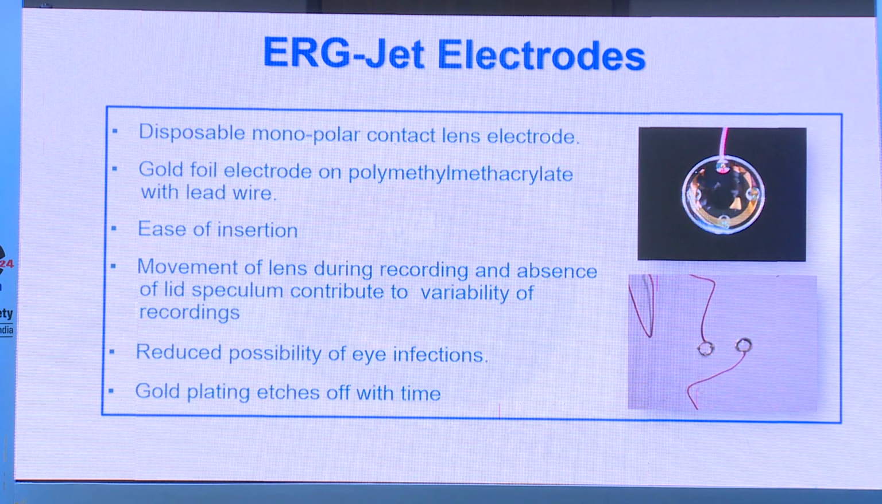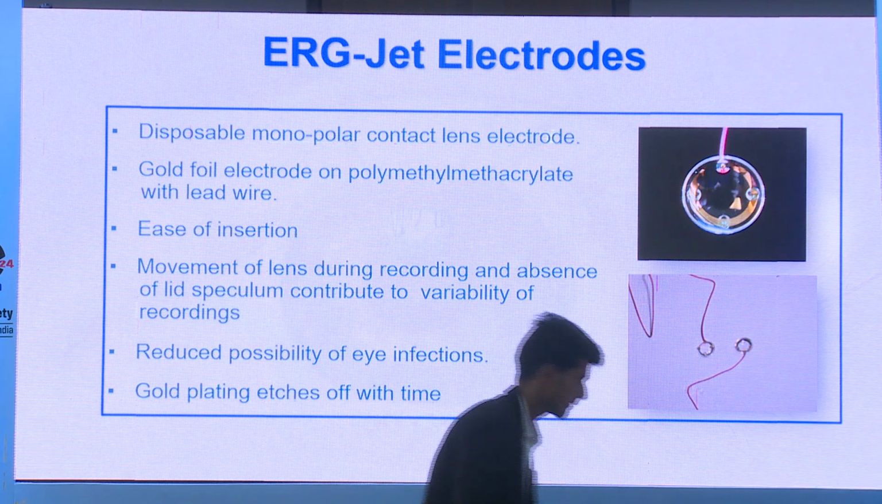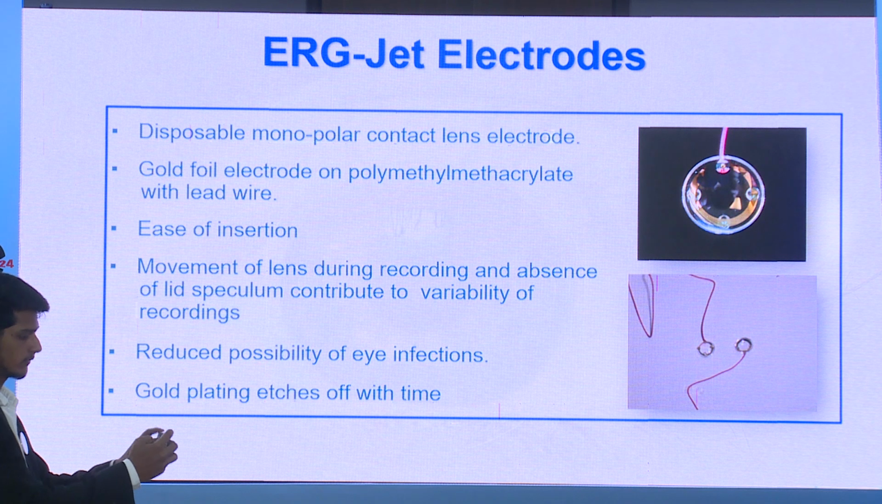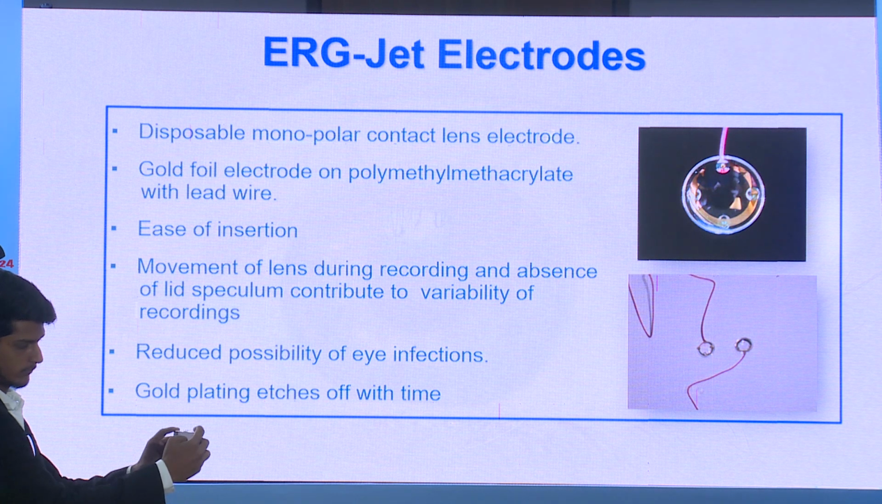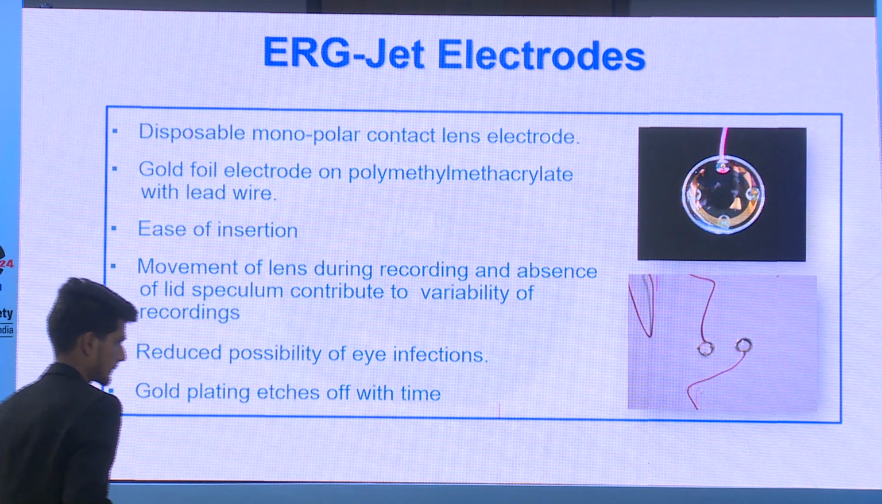Now, coming to the individual electrodes, the first is the jet electrodes. These are disposable monopolar contact lens electrodes, gold foil electrodes, or polymethacrylate with lead wire. Ease of insertion is there. Movement of lens during recording in absence of lid speculum contributes to variability of the recording. It reduces possibility of eye infection, but the only disadvantage is the gold plating itches off with time.